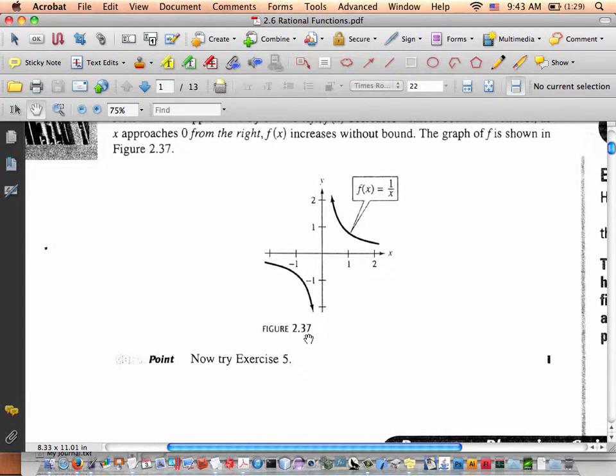So you're going to end up with like two parts of it? You're going to end up with two different behaviors. The first behavior is when you approach 0 from the left, the y values do what? They go down to negative infinity. And what would the other behavior be? Y goes positively infinite as you approach from the right.